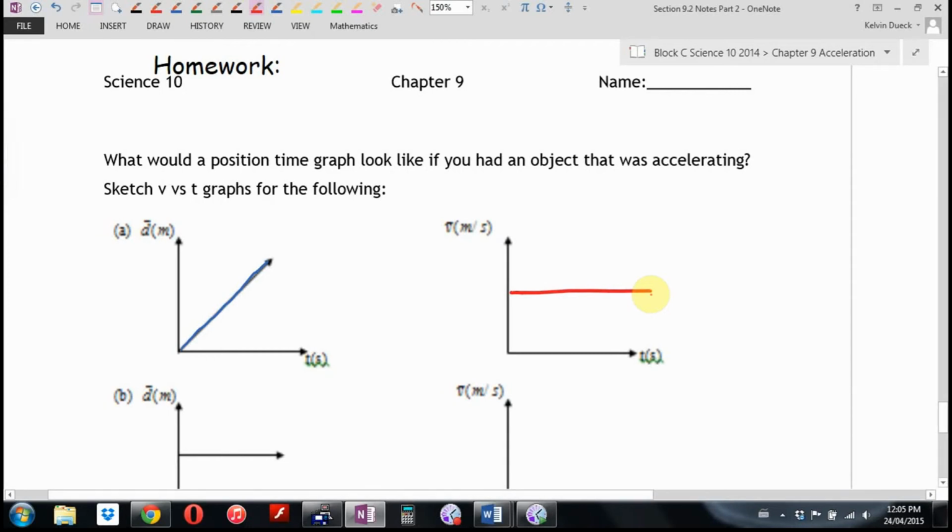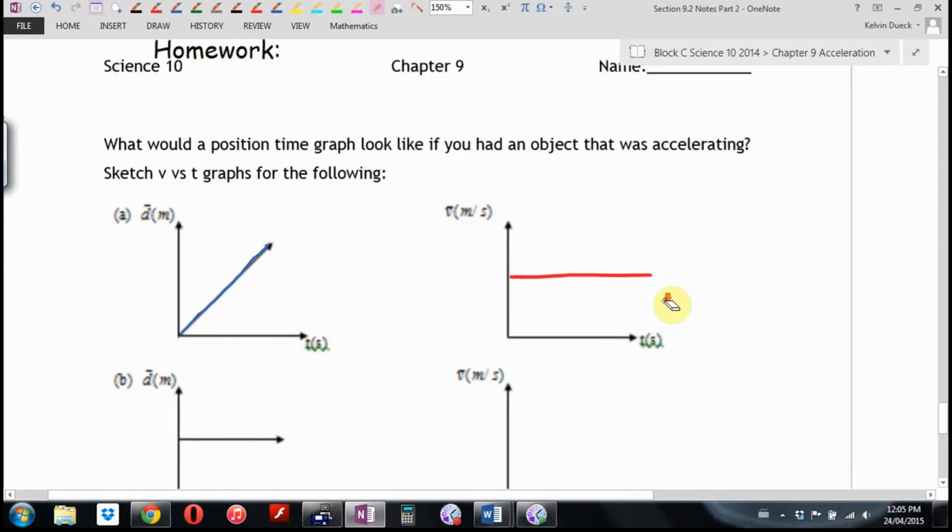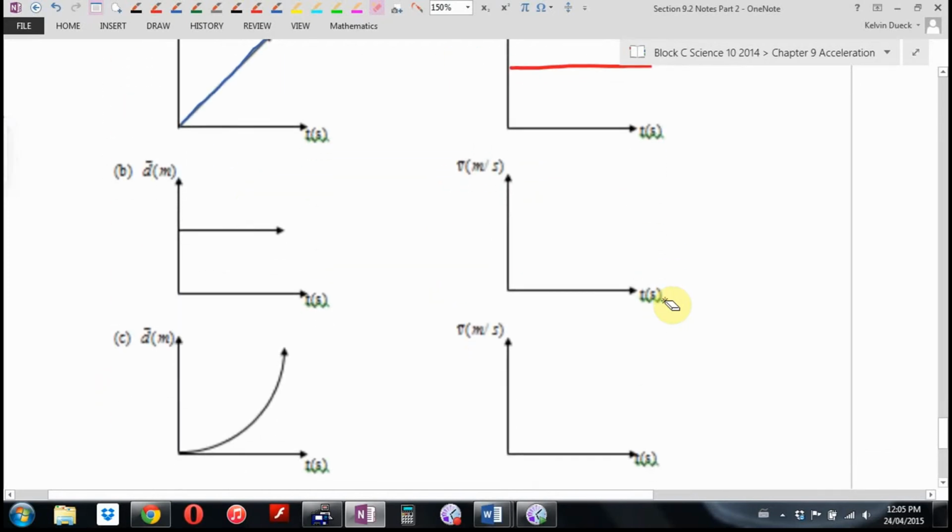How high are you? Same height, same height, same velocity, same velocity. What would the slope be? What's the slope of this line here? 0. What's the velocity then? 0. What would that look like? That. Because remember, on a velocity time graph, velocity is your height.